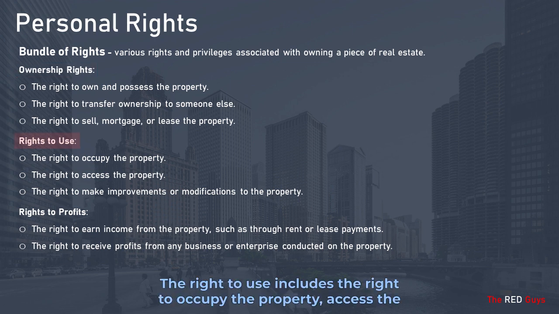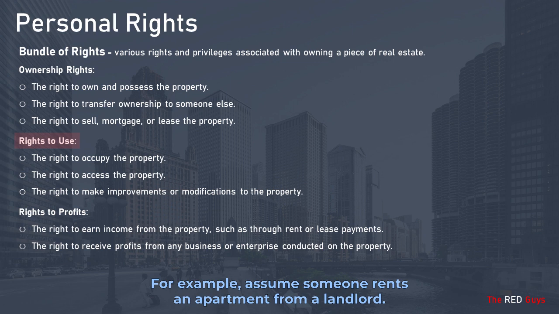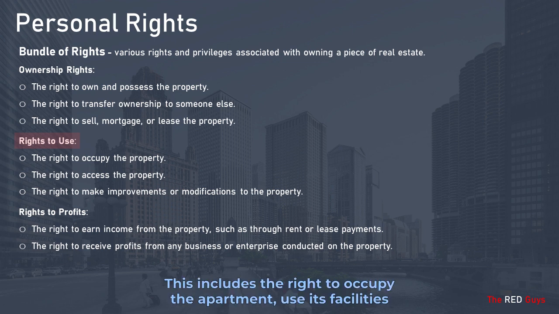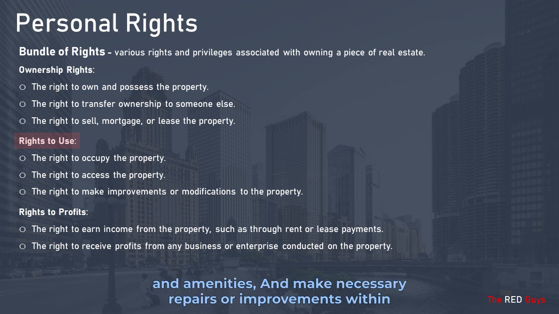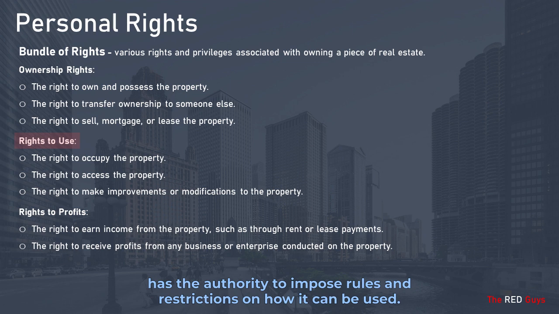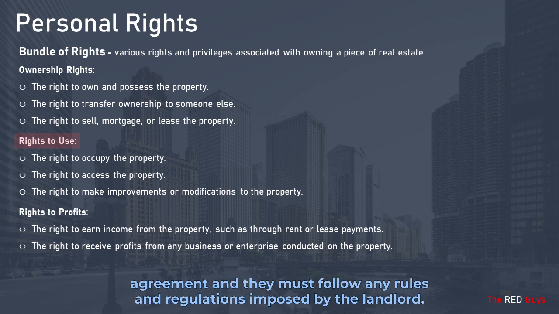The right to use includes the right to occupy the property, access the property, and make improvements or modifications to the property. For example, assume someone rents an apartment from a landlord. They have the right to use the apartment as the tenant for the duration of the lease agreement. This includes the right to occupy the apartment, use its facilities and amenities, and make necessary repairs or improvements within the lease agreement's limits. The landlord, on the other hand, retains ownership of the property and has the authority to impose rules and restrictions on how it can be used. The tenant's use of the property is limited to the terms of the lease agreement, and they must follow any rules and regulations imposed by the landlord.